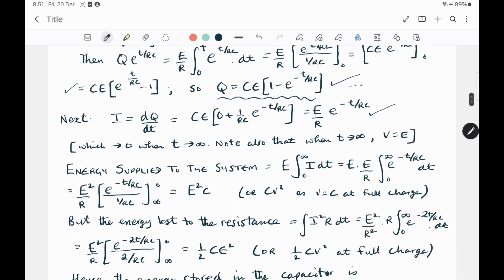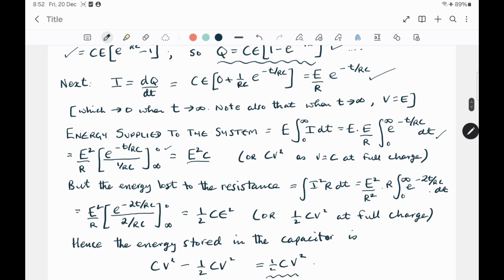Now, finally, the energy supplied to the system will be given by this formula here. That's E times I, but E is constant, so we can take it outside the integral sign. I is e to the minus t over RC times E over R. So that gives us this expression here. And carrying out the integration, we get E squared over R, e to the minus t over RC over 1 over RC. So we're down to here. And between the limits 0 and infinity. We've changed the order of the limits because of the minus sign that would arise in the integration. And that simply comes down to E squared C, or CV squared, as V and E are equal at full charge.